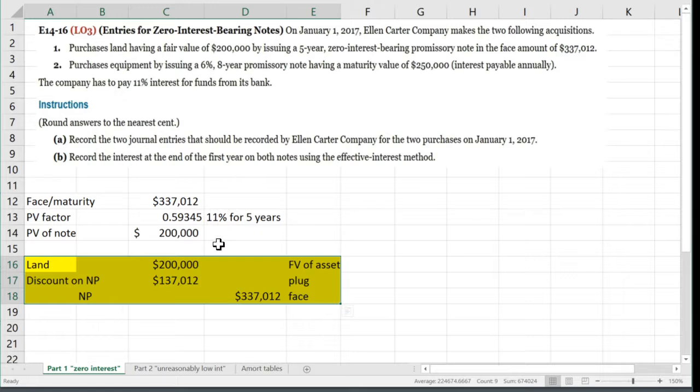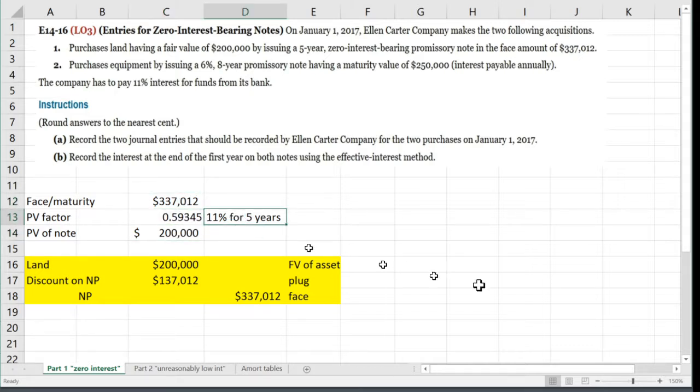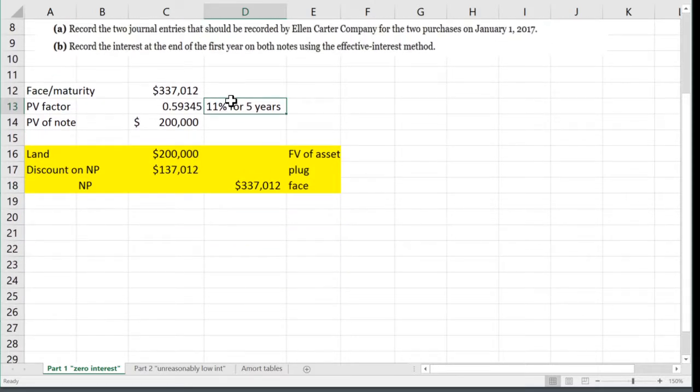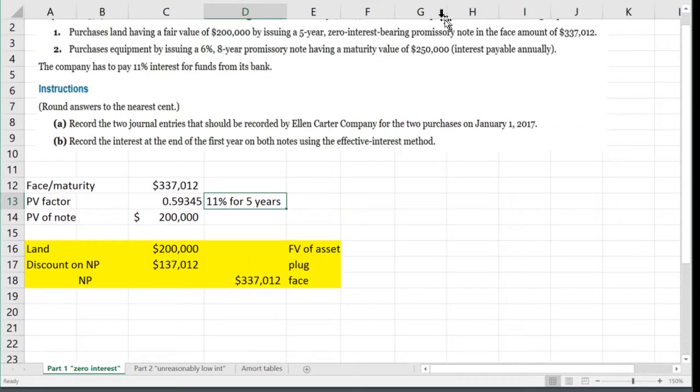Now, how are we going to record interest on this? What interest rate are we going to use? Are we going to use 0% interest? Are we going to use 11% interest? How are we going to record it? Well, if you'll notice, we discounted at 11%. And for $200,000 to grow to $337,000, that's effectively recording 11% interest. So how are we going to reconcile the fact that we have 11% interest with the fact that we've got a 0 interest-bearing note, which means we're not making any interest payments?